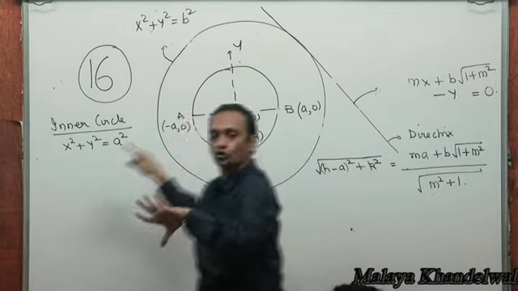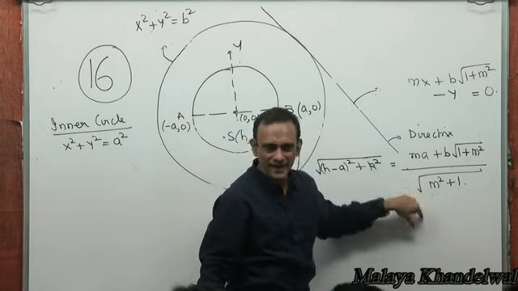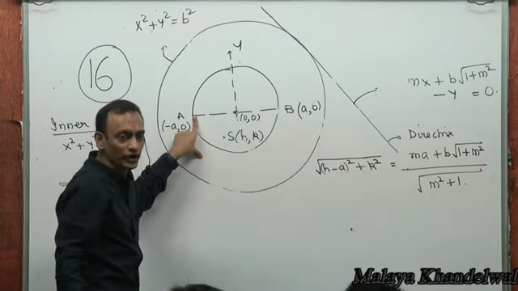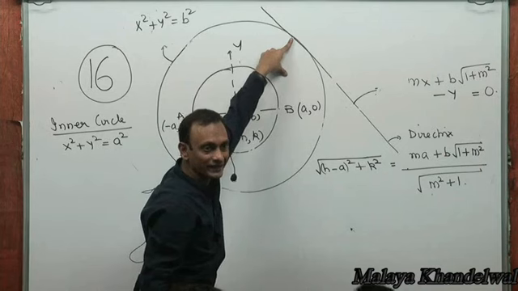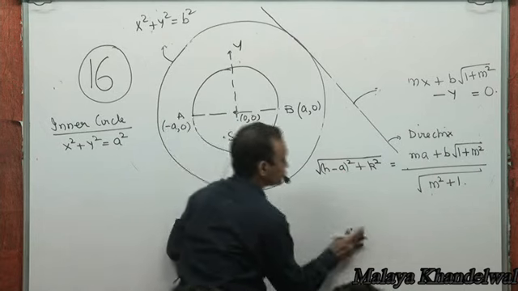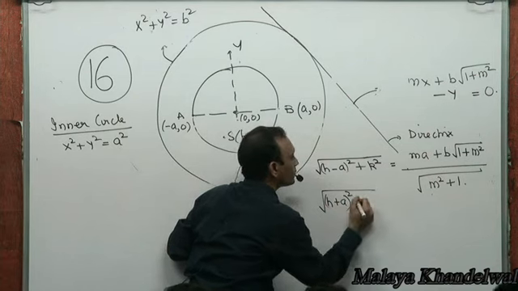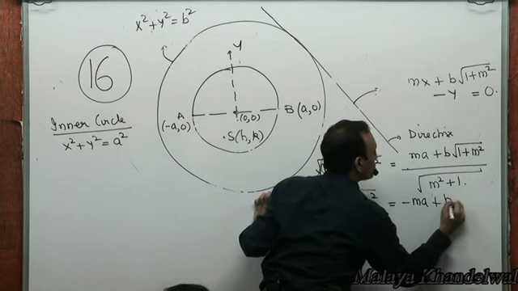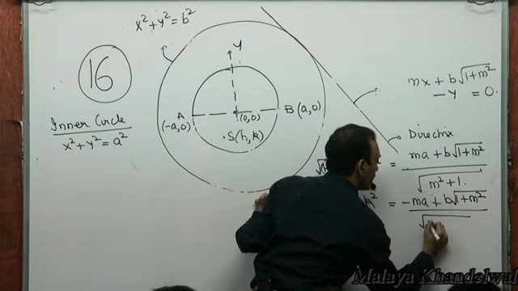The same equation will hold good for A. Just in this, replace a by minus a. You get the corresponding equation for A, because A is also a point on the parabola. Its distance from the focus must be equal to its distance from the directrix. So all that you need to do is replace a by minus a. When you do that, you get root of (h plus a) whole squared plus k squared is minus ma plus b, root 1 plus m squared, divided by root m squared plus 1.